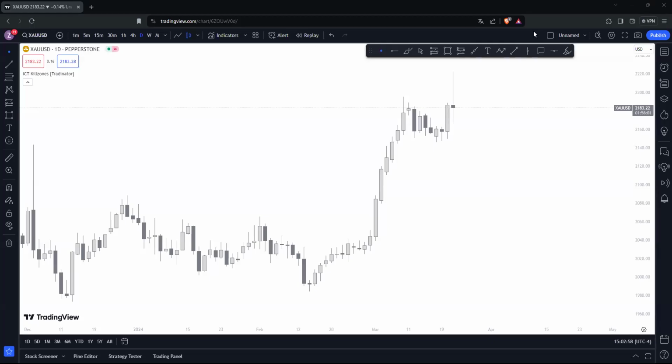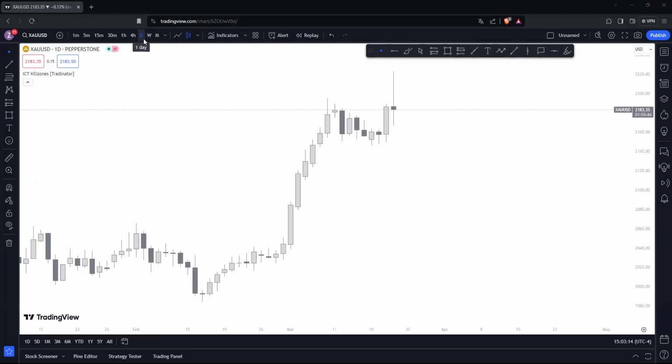So in today's session, we're going to be learning how to identify the higher time frame direction. Knowing how price moves on the higher time frame. On the higher time frame direction, we're going to use the daily and the weekly. Each time frame has its own direction. So the daily has its own direction and the weekly has its own direction. The daily can be bullish and the weekly can be bearish.